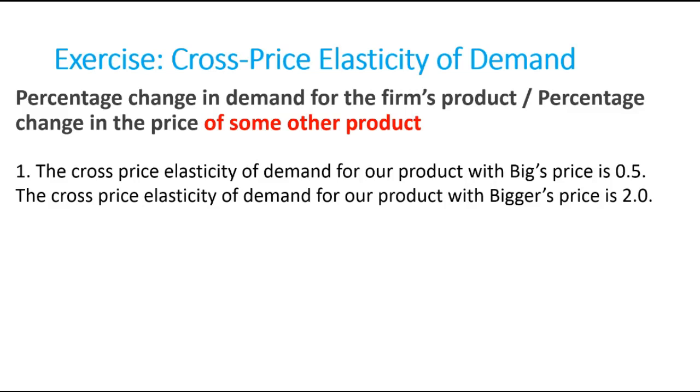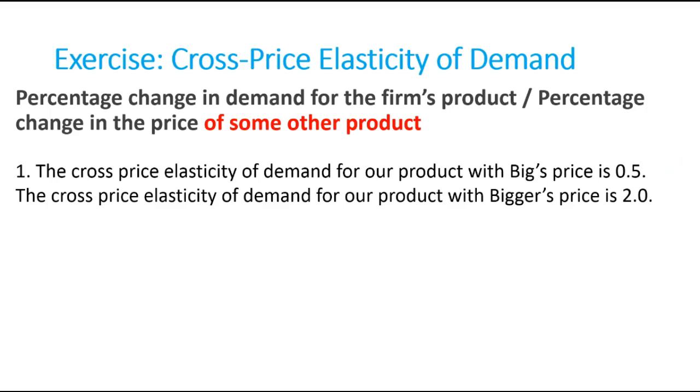Well, I'll make a few comments about the exercise that I gave you about the cross-price elasticity of demand. What I'm showing you here is the basic information that I gave you. The firm is concerned with a couple of other suppliers of a substitute product, big corporation and bigger corporation. And you're told the following. You're told that the cross-price elasticity with bigger is 2, and for big it's only 0.5.